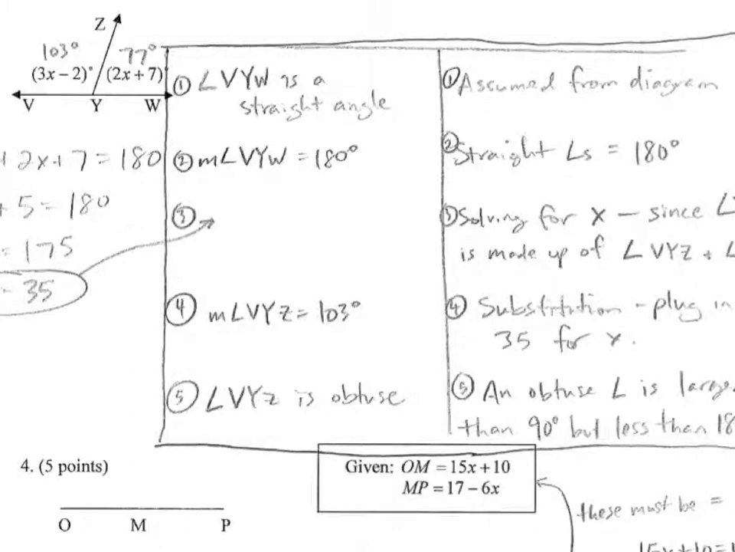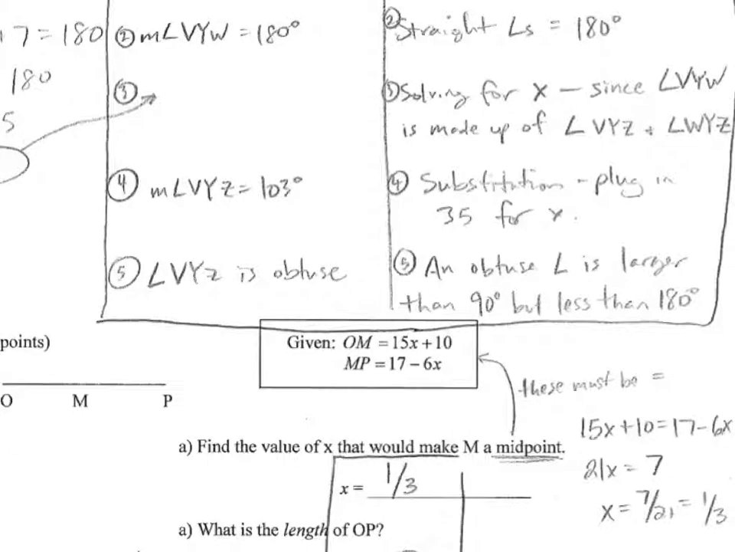And finally, if I know that it is a 103 degree angle, then it has to be obtuse, because an obtuse angle is larger than 90 degrees but less than 180. So clearly that would qualify as an obtuse angle.